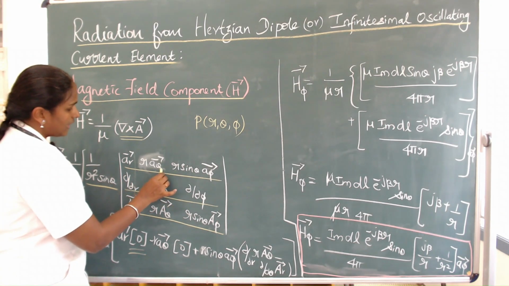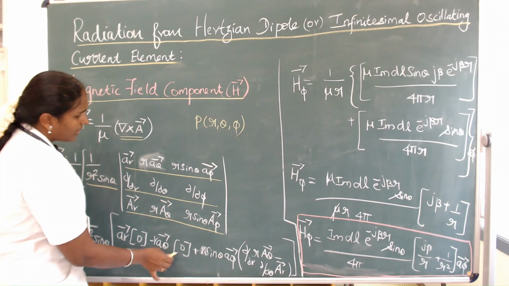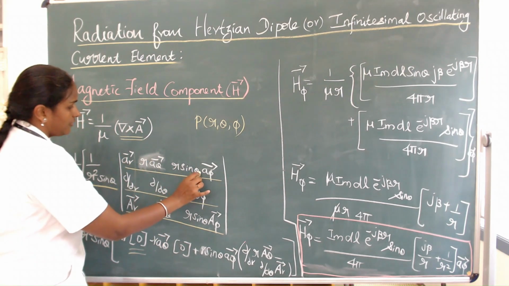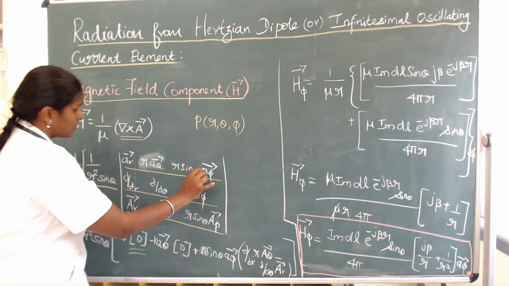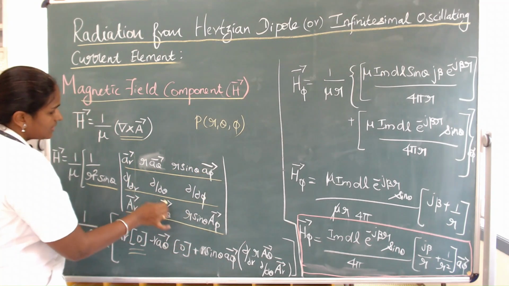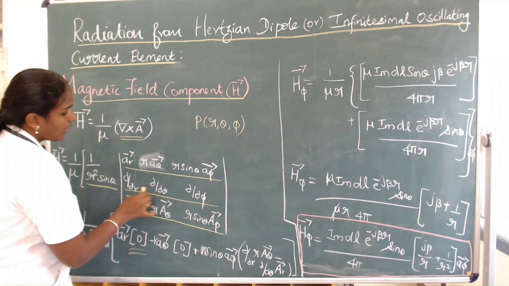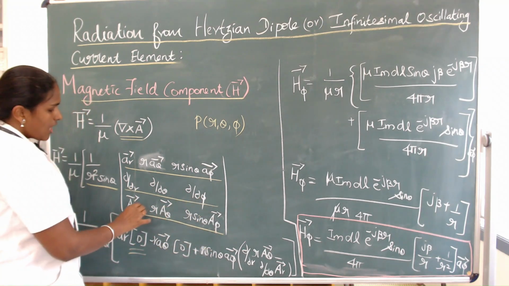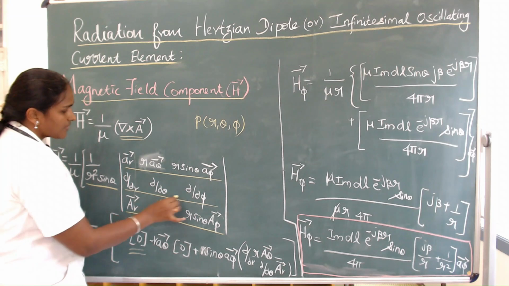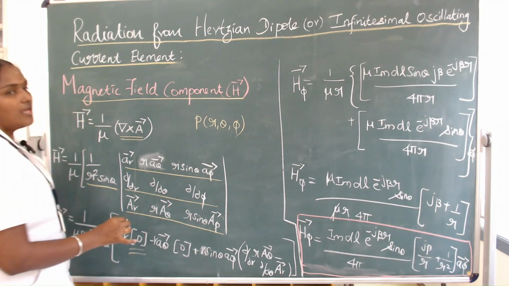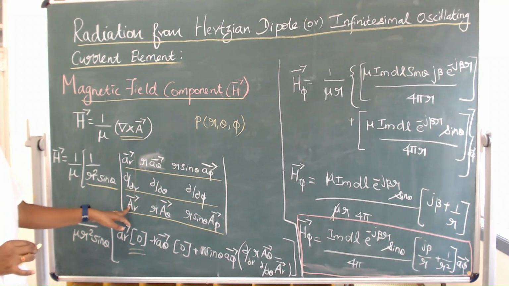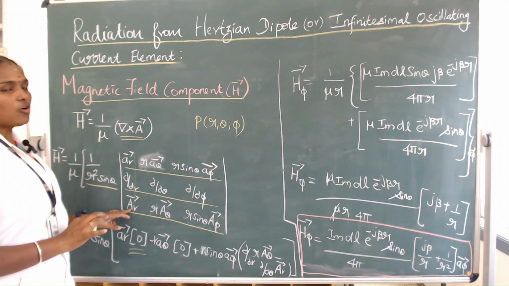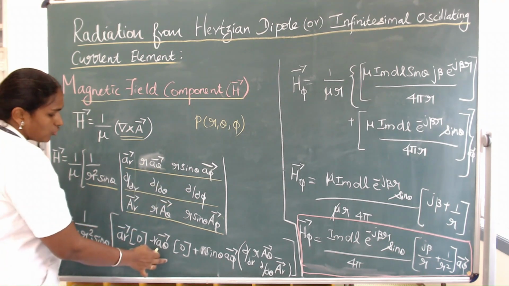Next is r times a_theta. For the second column and first row, if we eliminate them, we get this component. Again, dou by dou r into r sin theta A_phi: A_phi is 0, so the first term is 0. And if we cross multiply these two terms, dou by dou phi times A_r, again in the A_r equation there is no term involving phi, so this term will also be 0. So the r a_theta term is also 0.